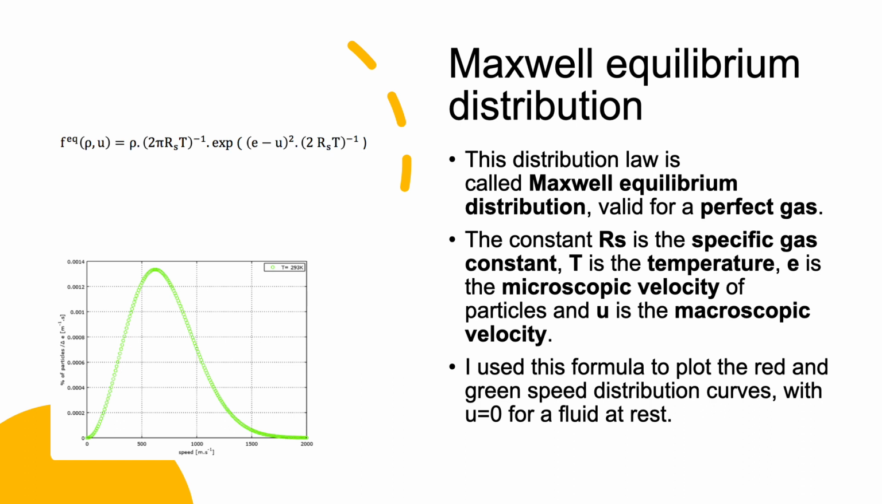So let's talk about the parameters you see in this equation. Rs is the specific gas constant. T is, of course, the temperature. Small e is the microscopic velocity, and U is the macroscopic velocity. So you see that you directly have a link between macroscopic velocity and microscopic velocity when using this distribution. When the previous red and green curves were drawn, this formula was used with U equals 0 for a fluid at rest.